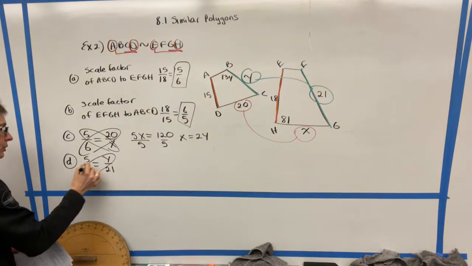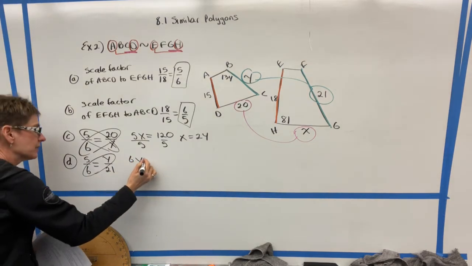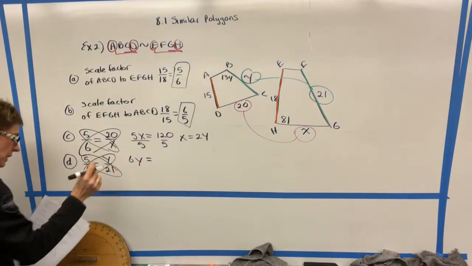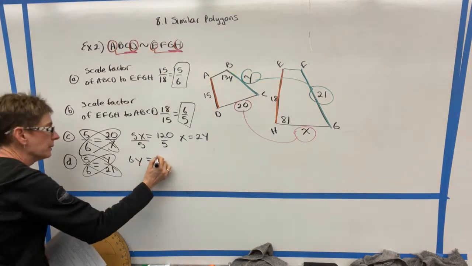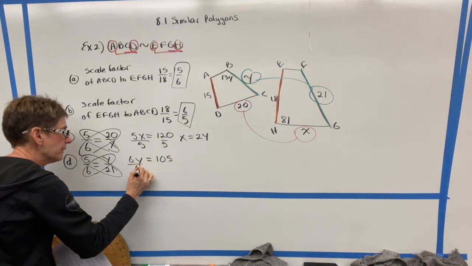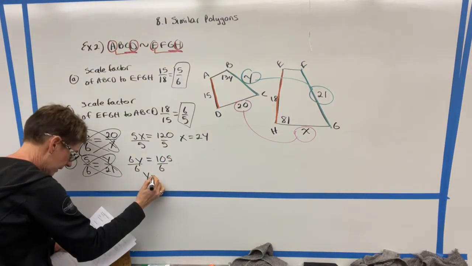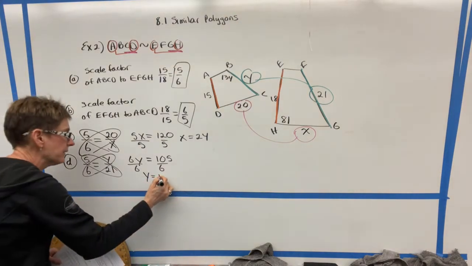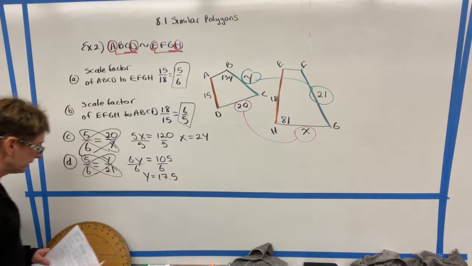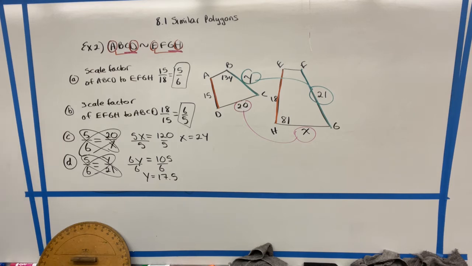Again, I cross multiply, and I get 6y equals 21 times 5, which is 105. Divide both by 6, and I get that y is 17.5. So that would be part D of this problem.